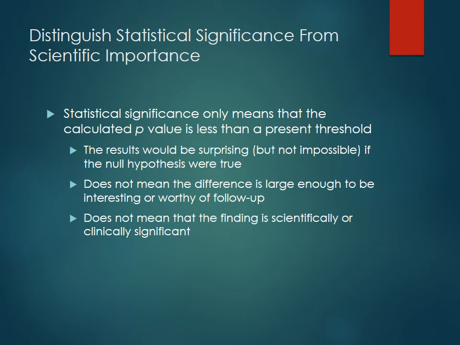So it means that while the results would be surprising, they're not impossible, right? Because there's still some degree of chance that could have led to that result occurring randomly if I were just to pull from a random sample from that population. So it does not mean that the results are actually interesting enough to report on. You have to look at clinical significance as well to make sure that the results you're finding actually mean anything.